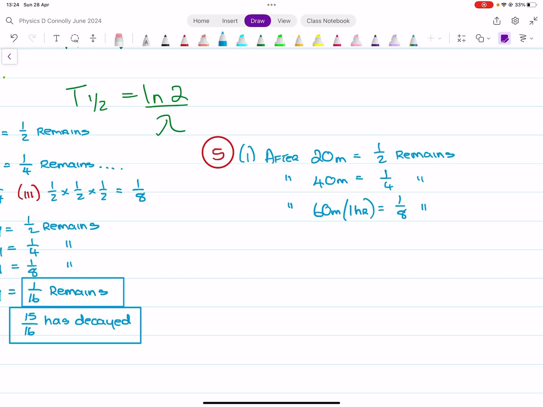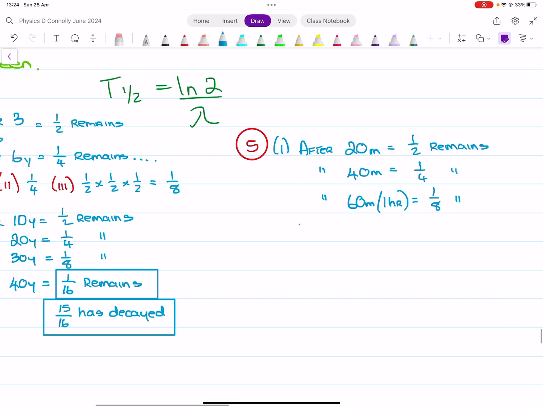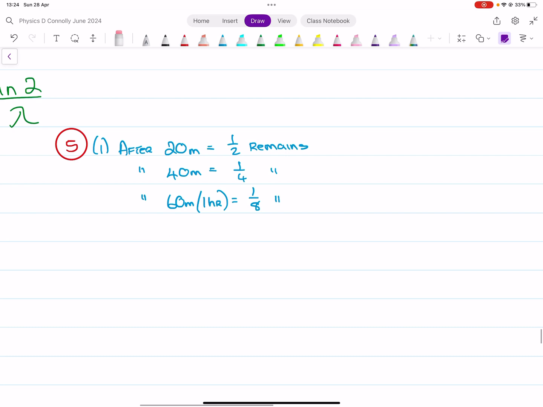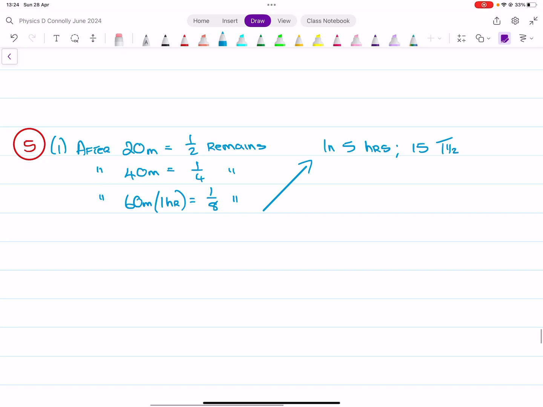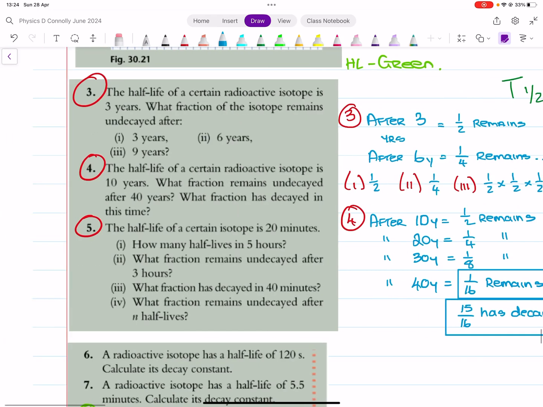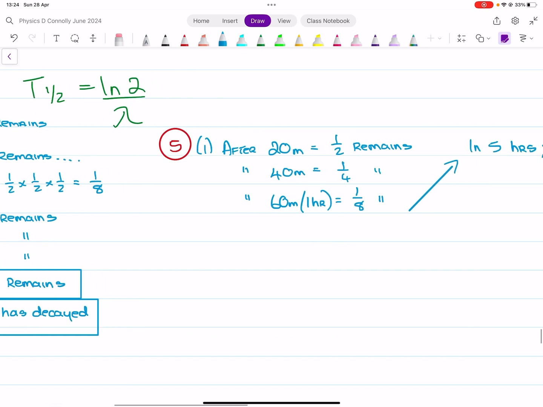So if there's 3 in an hour, then in 5 hours, actually I'll do it to the side, sorry. In 5 hours, there would be 15 half-lives. Yeah, 3 in the first hour, 3 in the second hour, 3 in the third hour, 3 in the fourth hour, and 3 in the fifth hour is 15. What fraction remains undecayed after 3 hours?